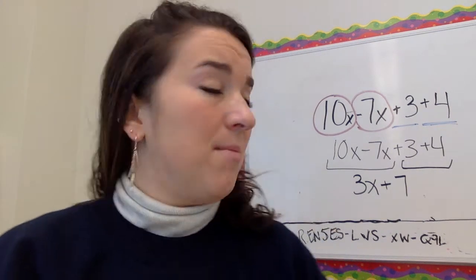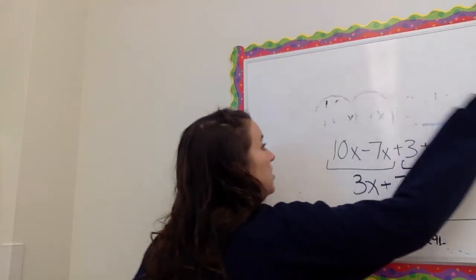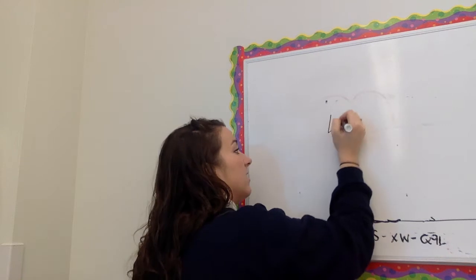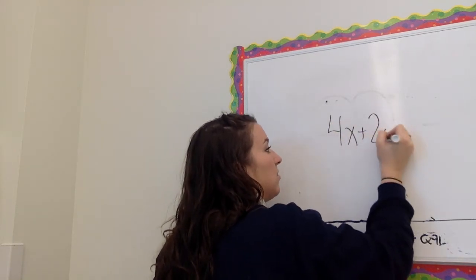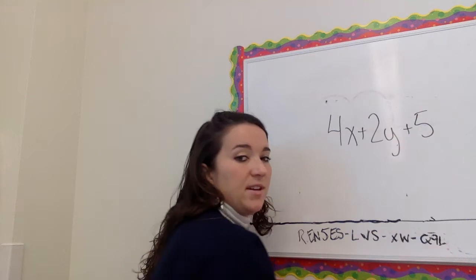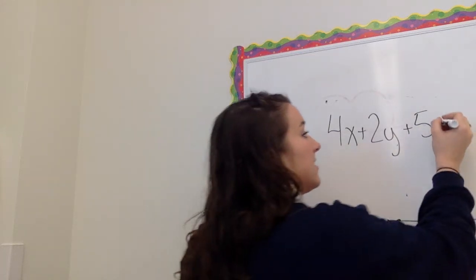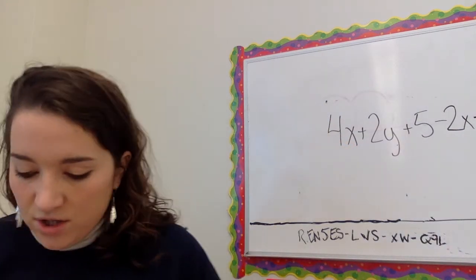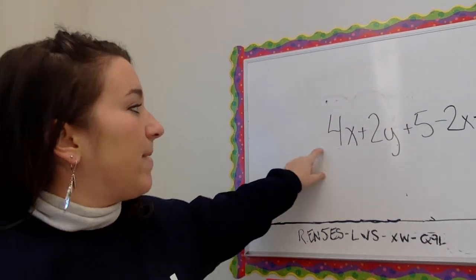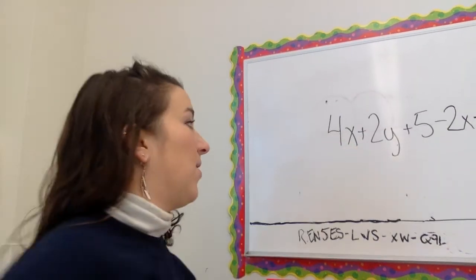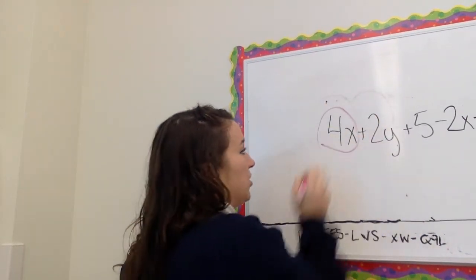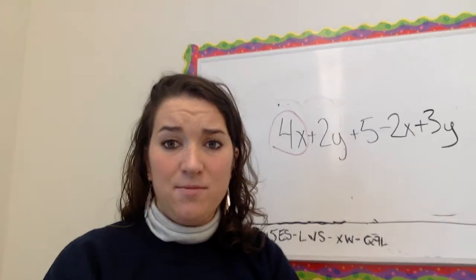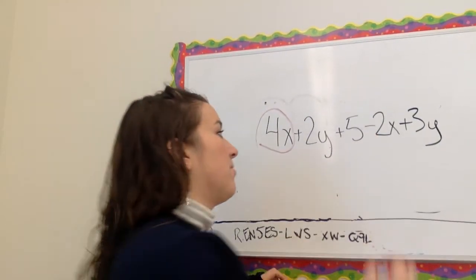All right, let's look at one more problem. In the next problem, I have 4x plus 2y plus 5 minus 2x plus 3y. The first thing I'm going to do again is circle my like terms. Here I have 4x, so I'm going to look for terms that also have an x, and here I have minus 2x. Remember that sign in front; the sign in the front is really important.